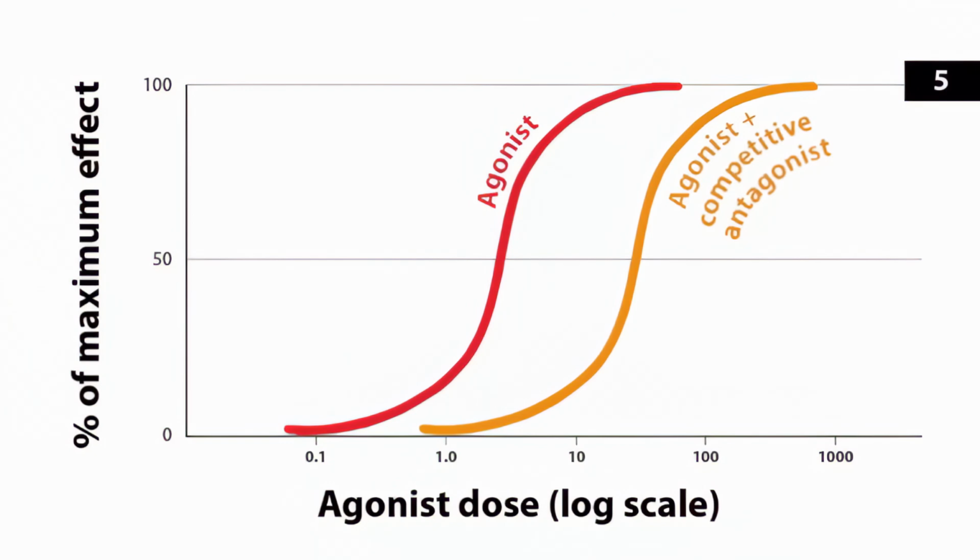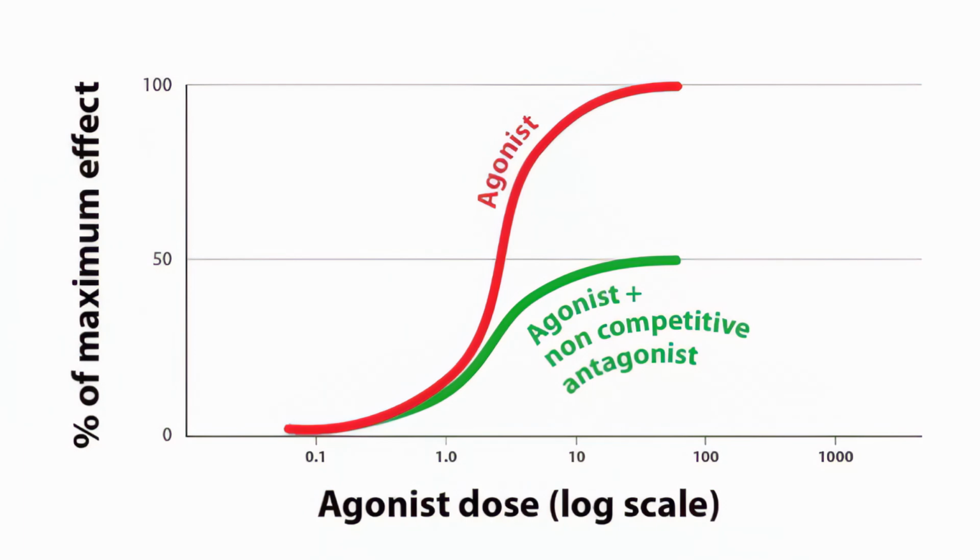A competitive antagonist shifts the curve to the right. It takes a larger amount of the agonist to achieve the same response. So, does that change efficacy or potency? It changes potency. You still reach the same maximum effect, it just takes more agonist to do so.